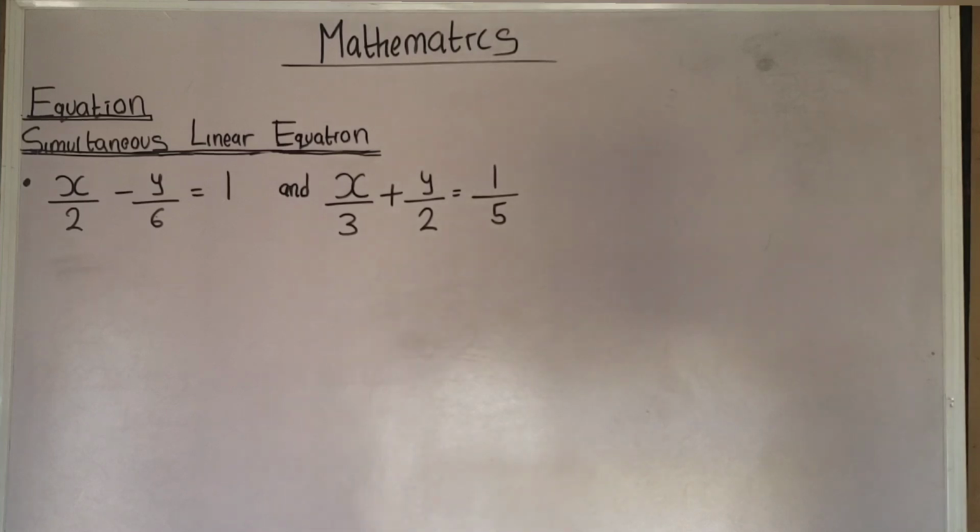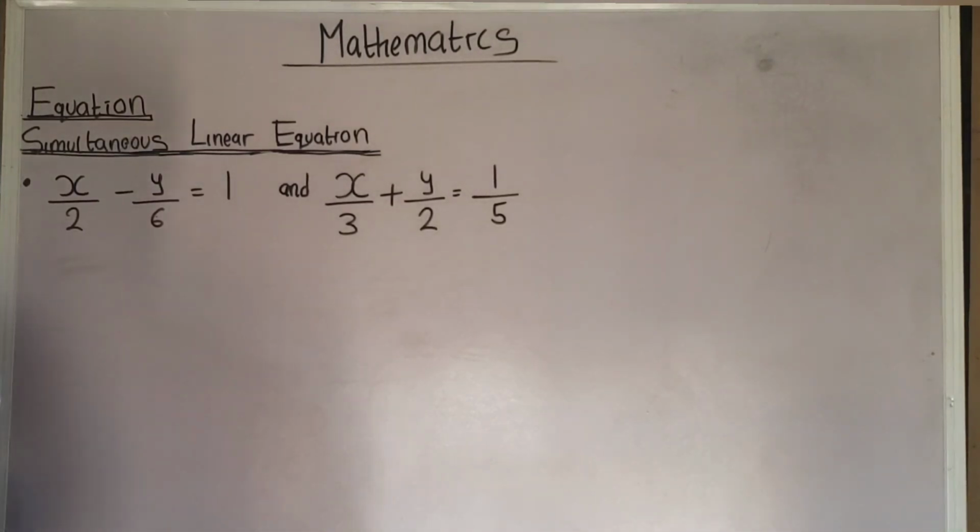We are asked to solve the simultaneous equations: x over 2 minus y over 6 is equal to 1, and x over 3 plus y over 2 is equal to 1 over 5. Before we can proceed, we have to change these equations from fractional form to linear form. You understand what I'm saying? How do we change this to linear?